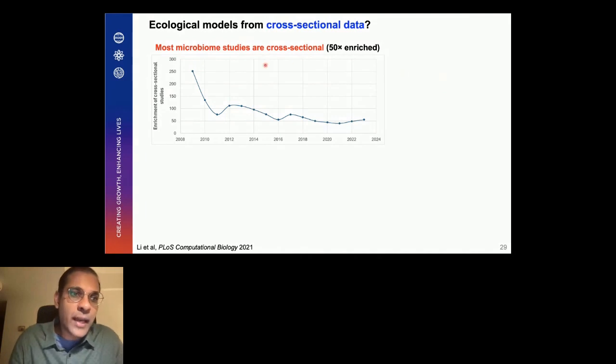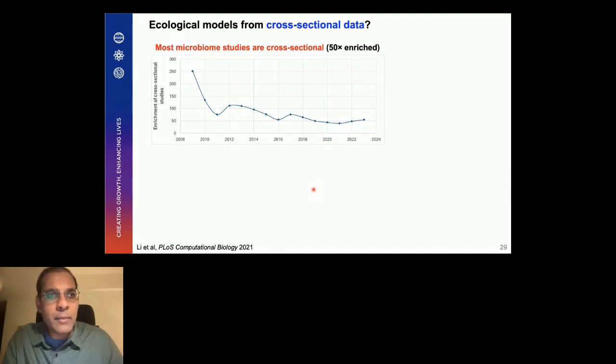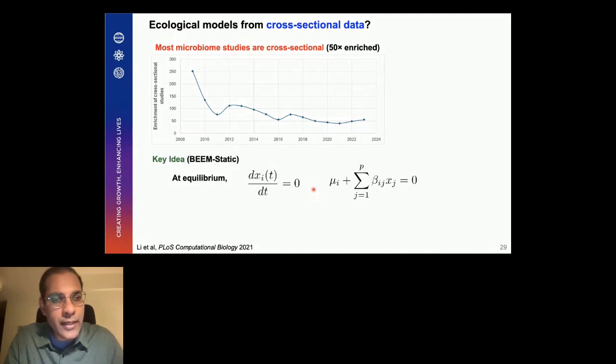But even despite that, generating longitudinal data sets is relatively rare. If you look at the public repositories, this shows the enrichment of cross-sectional data sets over longitudinal data sets, and you can see it's still about 50-fold. So you're much more likely to find large cross-sectional data sets. So how could we learn dynamic models from cross-sectional data? Sounds crazy, but you have to make some assumptions.